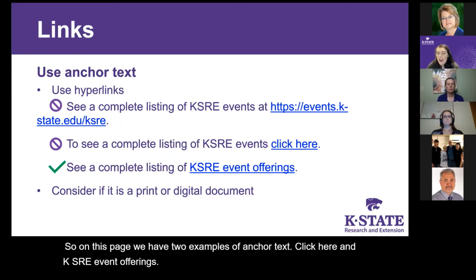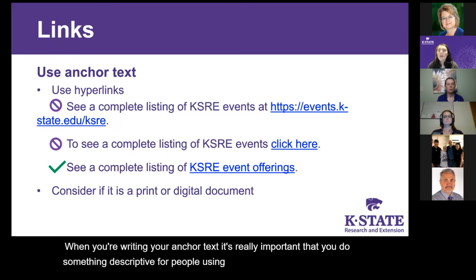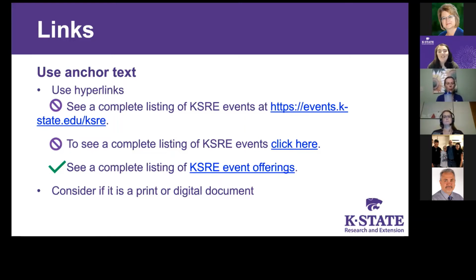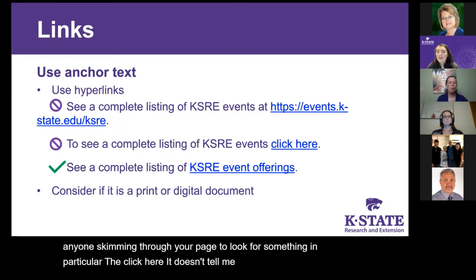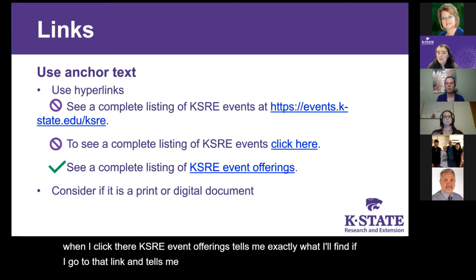When you're writing your anchor text, it's really important that you do something descriptive for people using screen readers or just for anyone skimming through your page to look for something in particular. The click here doesn't tell me anything about where I'll go when I click there. KSRE event offerings tells me exactly what I'll find if I go to that link and tells me whether or not it will be useful to me.